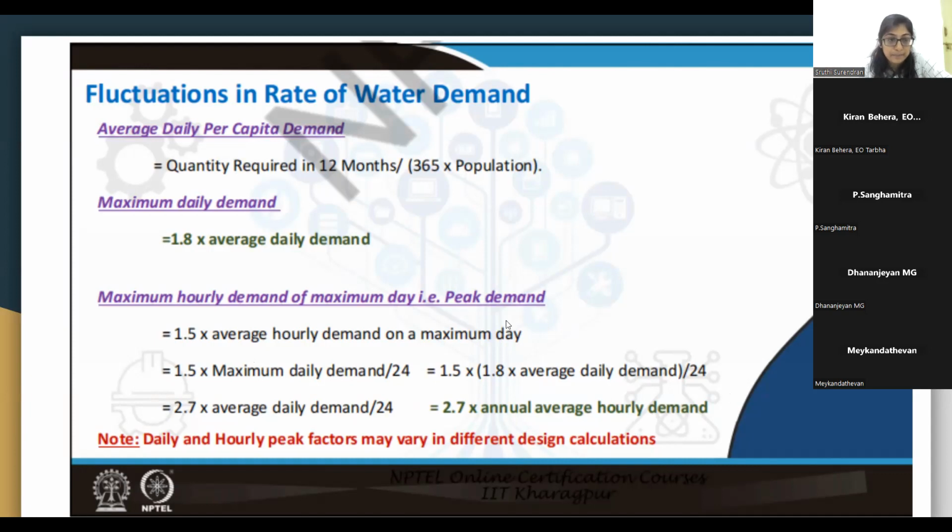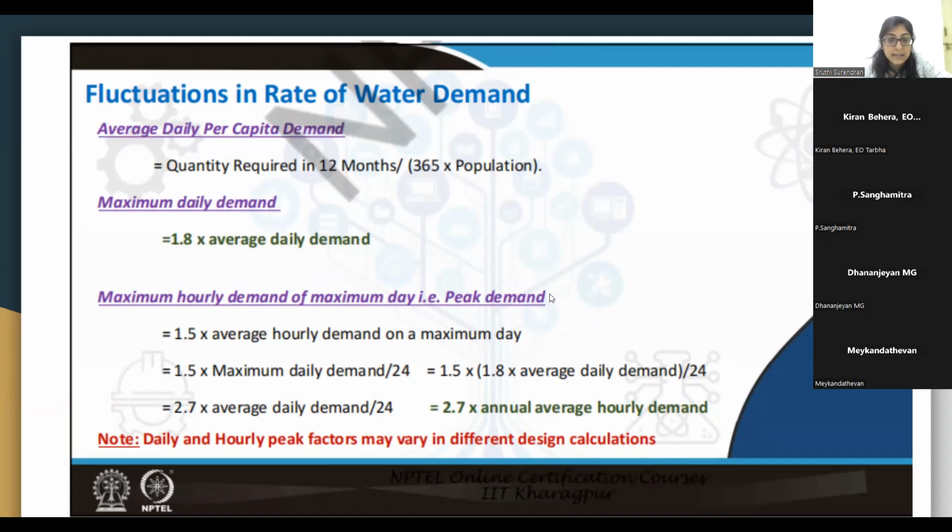Let's go through it once again. First, here we are calculating the maximum daily demand, that is equal to 1.8 times the average daily demand. That part is covered. If they ever ask you what is the maximum daily demand, you will multiply 1.8 with the average daily demand and you will get the maximum daily demand. Now, in case they are asking you the annual average hourly demand, that is what they have asked here also. Sorry, they have asked you the peak demand and given you the annual average hourly demand. What we have to do is substitute annual average hourly demand multiplied by 1.5 into 1.8. You will get the peak demand.